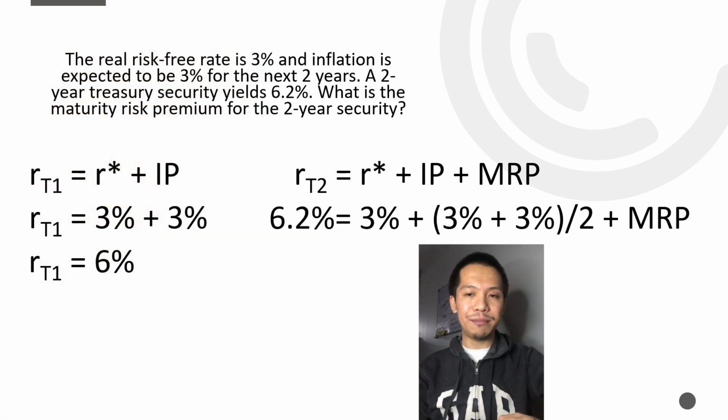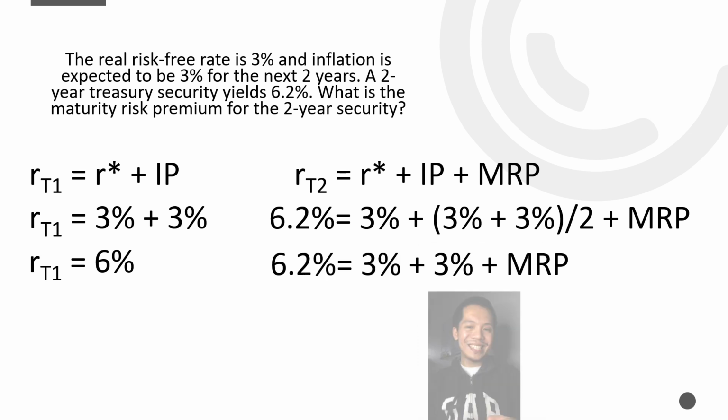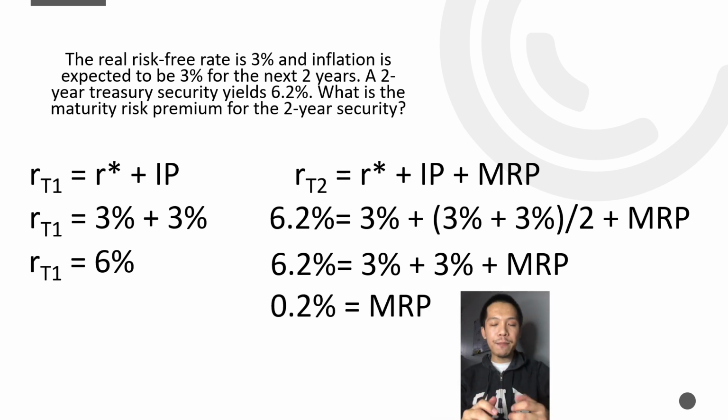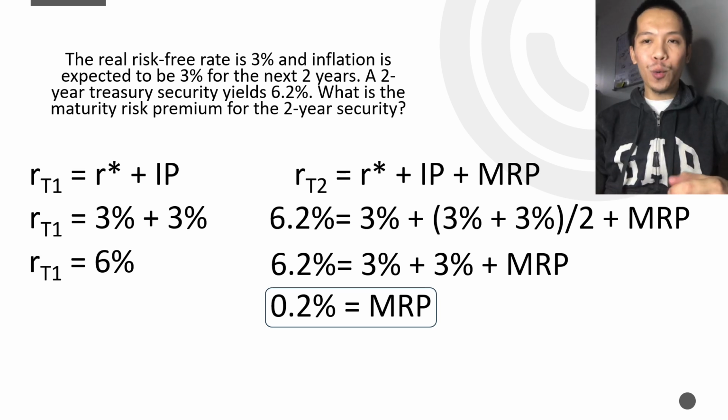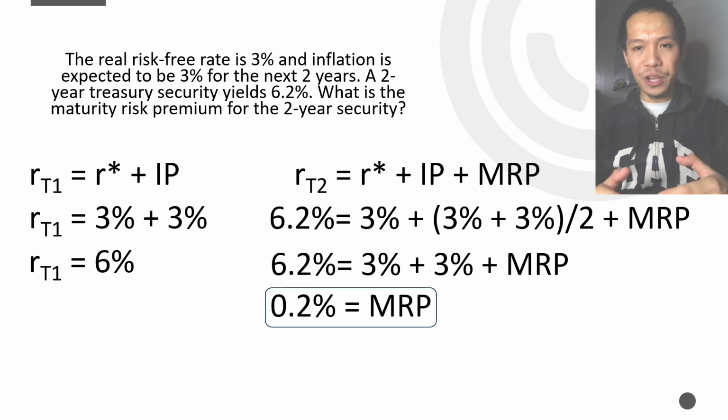6.2%, that's R sub T2, is equal to 3% plus the average of 3% and 3% plus the MRP. 6.2% is equal to 3% plus 3% plus MRP. We are able to extract MRP as 0.2%. There you go. We were able to explore the determinants of interest rates, now in equation form. We will do more of this in the next videos.